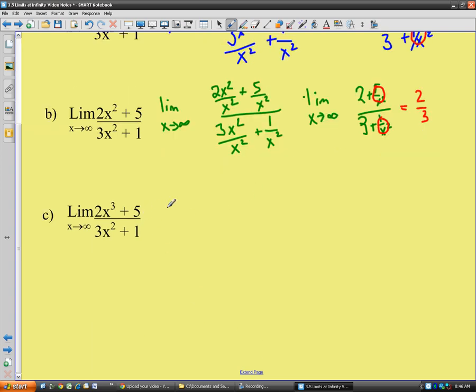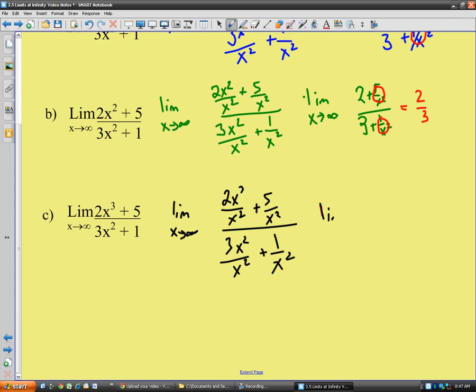Now we have the power on top higher than the bottom, and so when I do my limit to infinity in this example, I'm going to do the same thing. I'm going to divide everything. Since I get infinity over infinity again, I am going to divide everything by x squared, so I get 2x cubed over x squared plus 5 over x squared, divided by 3x squared over x squared plus 1 over x squared. And so I get something that looks like this, and if I simplify this, my limit changes.